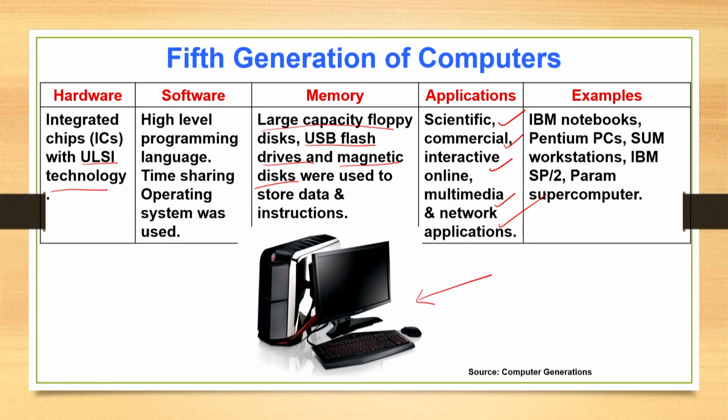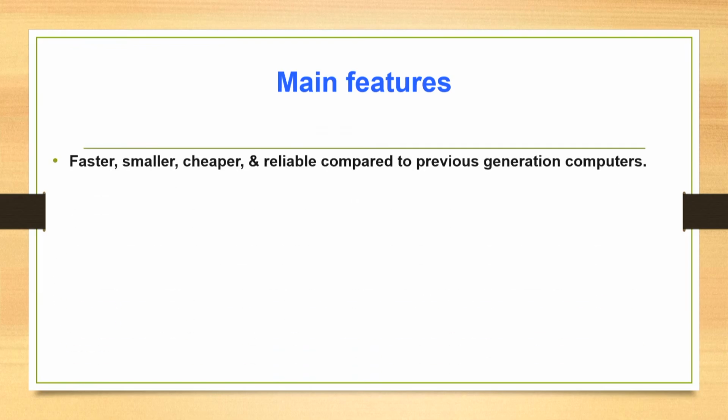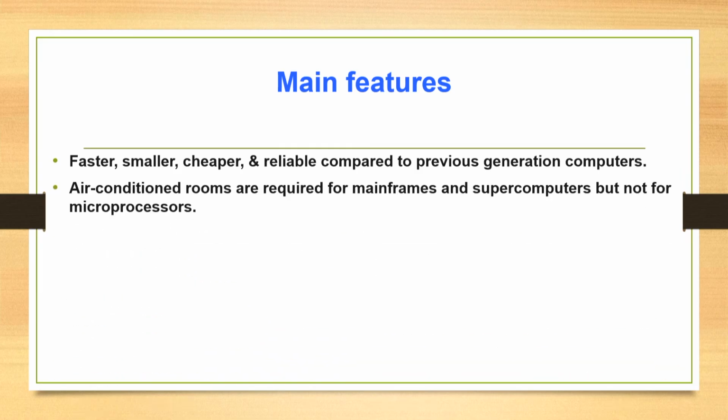You must be aware of this picture. So, nowadays we use these types of computers. What are the main features of this fifth generation computers? It is faster, smaller, cheaper and reliable as compared to the fourth generation of computers, or you can say the previous generation of computers. It won't need an air condition in the case of a PC or the desktop, but in the case of mainframes and the supercomputers, air condition is required.